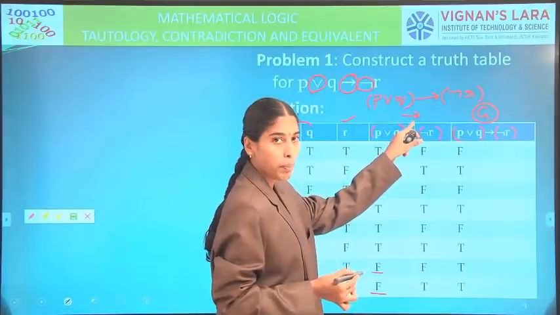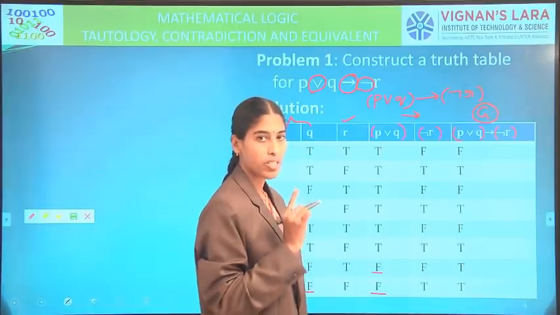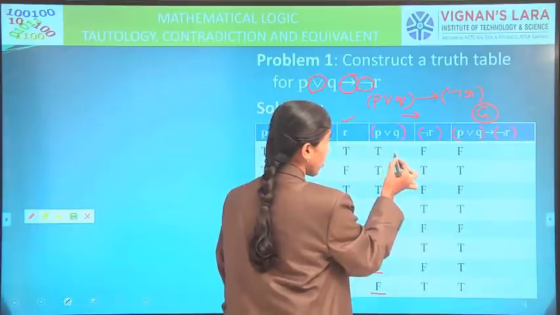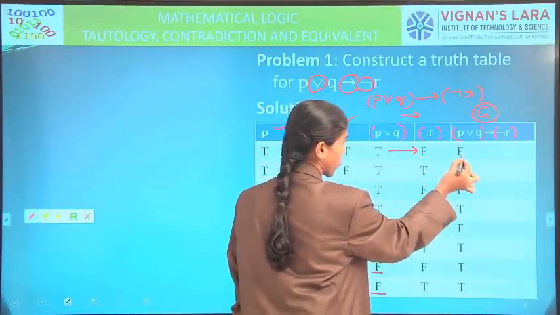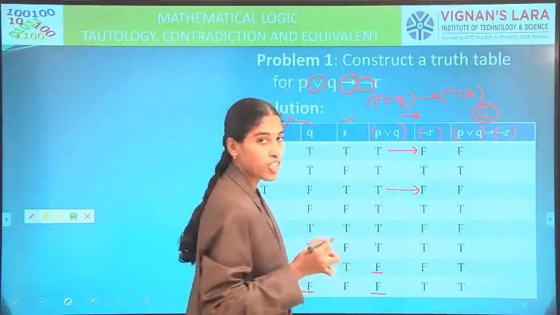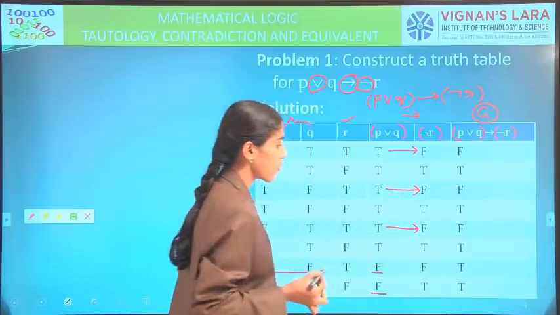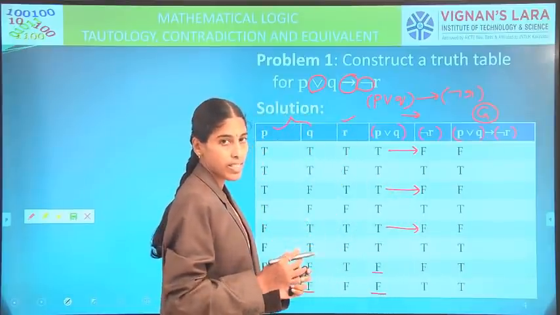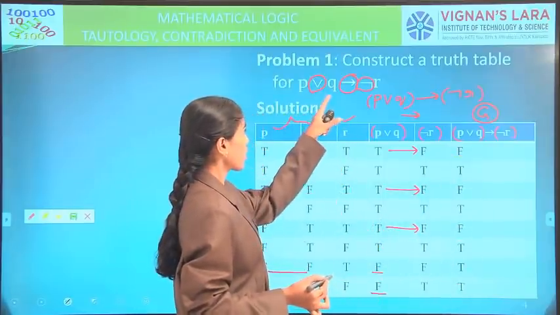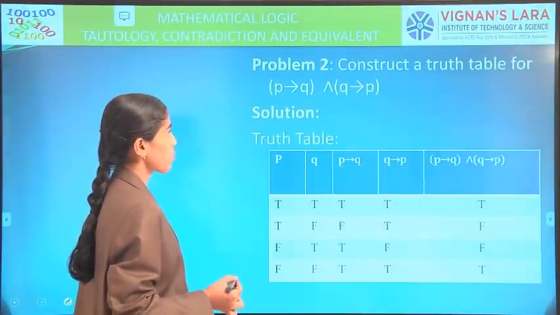Conditional or implication in that truth table is false in only one case, that is first one is T, second one is F. If you observe here, first one is T, conditional F is F. Again in the third case T, conditional F is F. Here also T, conditional F is F. In all the other cases, its truth value is true. So, like that we construct the truth table of a given proposition. Right. So, we see the next problem.